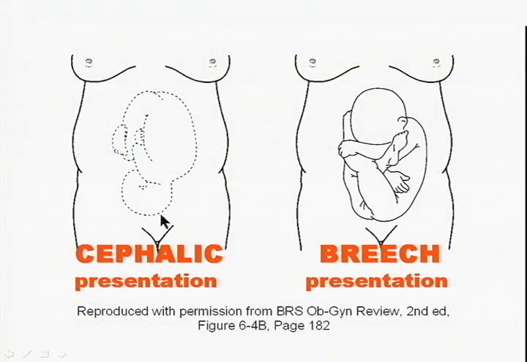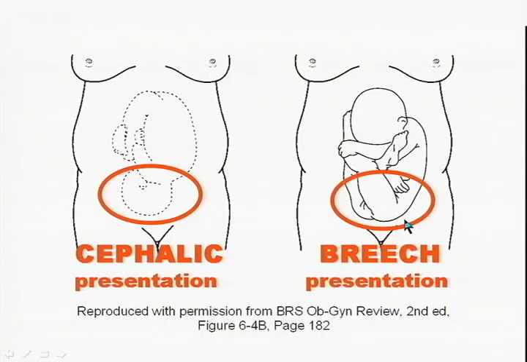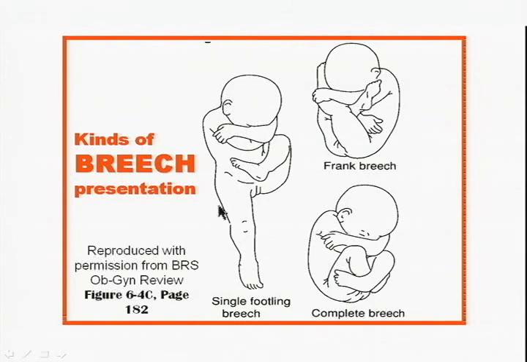Here we have cephalic presentation. The head is down. And here we have breech presentation. The butt is down. Both of these babies are longitudinal lie. Breech presentation can be three different ways. You can have a footling, frank breech, complete breech. Which of these, if you're going to do a vaginal delivery, would be a possibility for vaginal delivery?